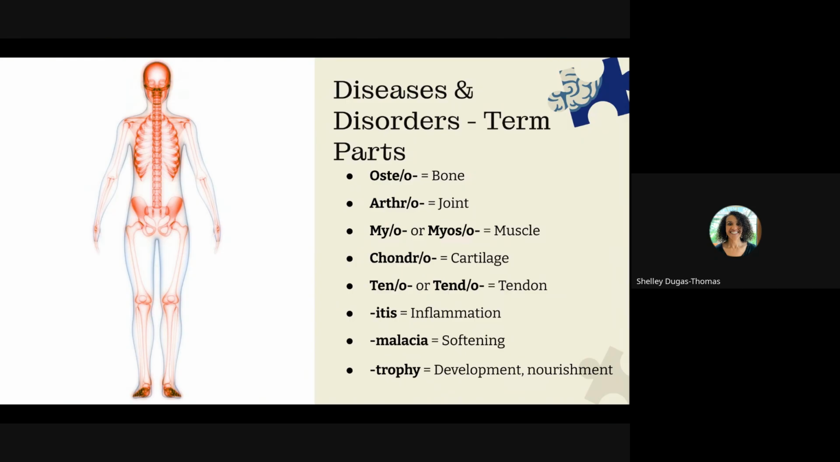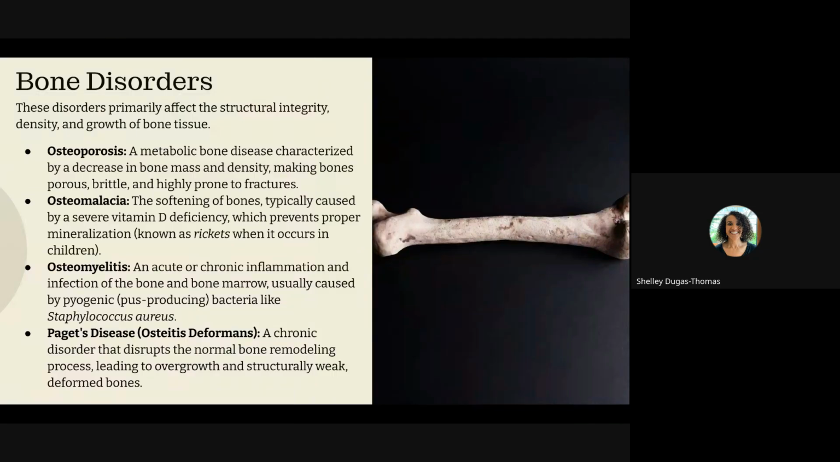If you know that tendo means tendon and itis means inflammation, you easily understand that tendinitis means inflammation of the tendon. So osteoporosis is osteo, bone, plus porosis, porous or passage, literally meaning porous bones.